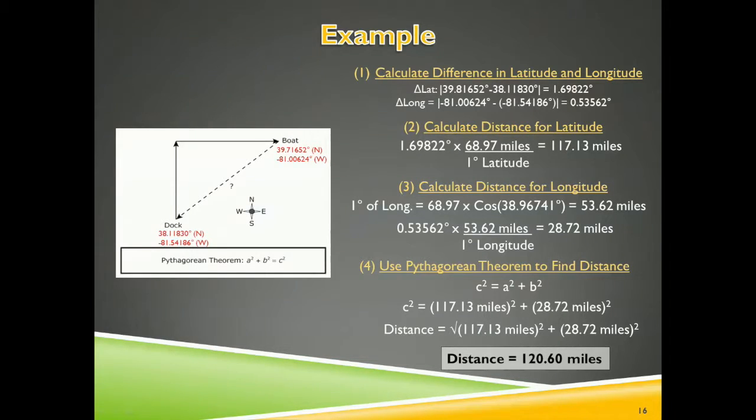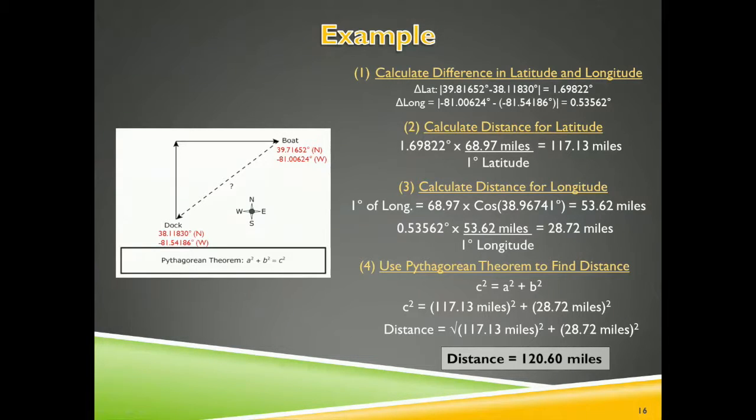First, we start off by calculating the difference in latitude. If we take 39.81652 minus 38.11830, we get a difference in latitude of 1.69822 degrees. Similarly, the difference in longitude works out to 0.53562 degrees.